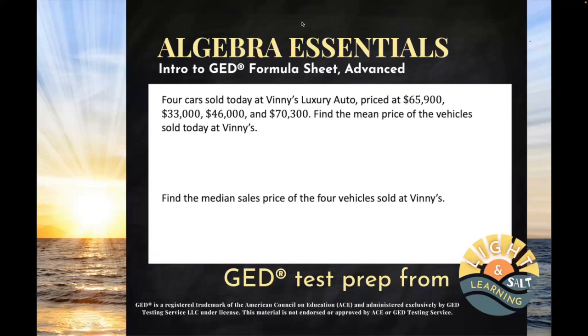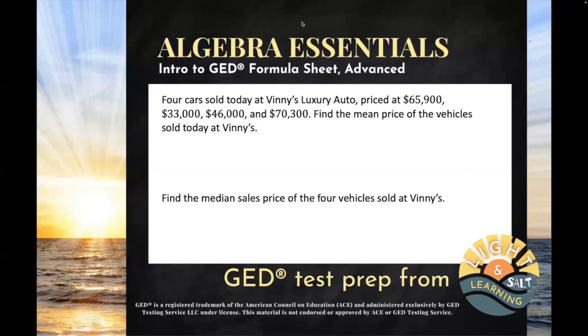Hey, GED students, let's take a look at a formula you might not even realize is on the formula sheet. So first of all, the problem. It says 4 cars sold today at Vinny's Luxury Auto, priced at $65,900, $33,000, $46,000, and $70,300. Find the mean price of the vehicles sold today at Vinny's.